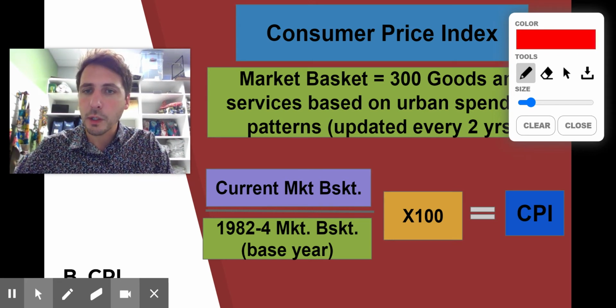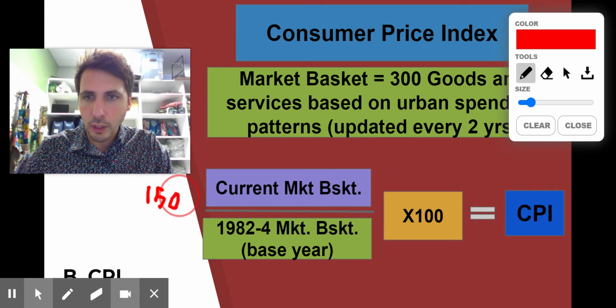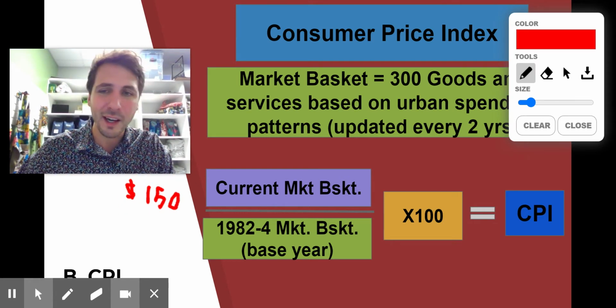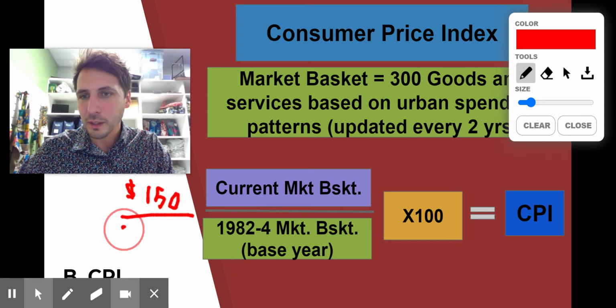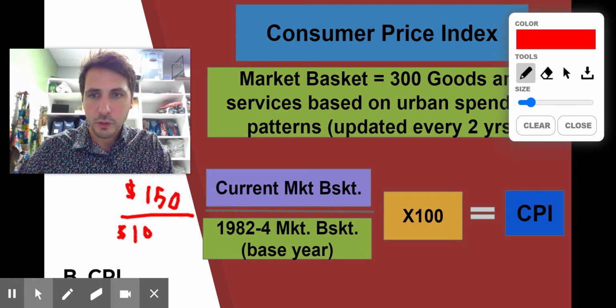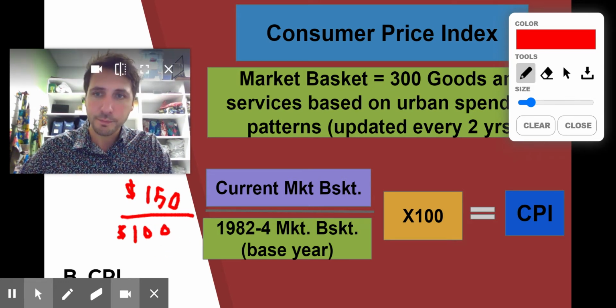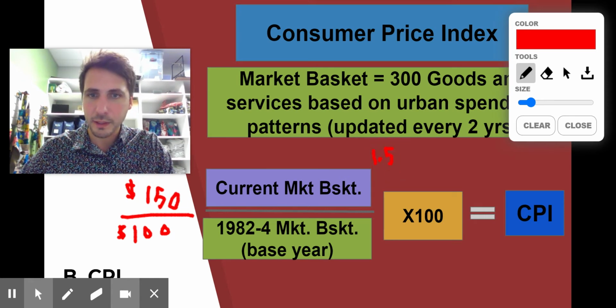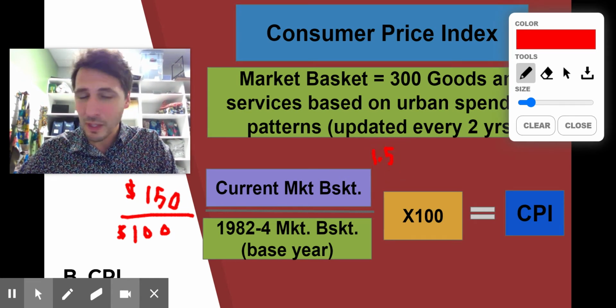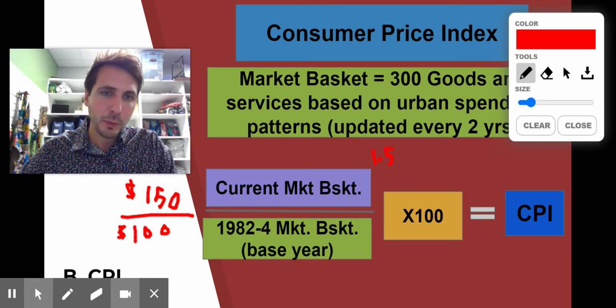Okay, so let's say our current market basket is $150. So we took our 300 goods, we added up their prices, and it makes $150. Our base year market basket, let's say, is $100. So I'm going to divide 150 by 100, and that's going to kick out 1.5. Just current divided by base year. And again, they will tell you what that base year is. They have to. So 1.5, I multiply that by 100. My CPI is 150.